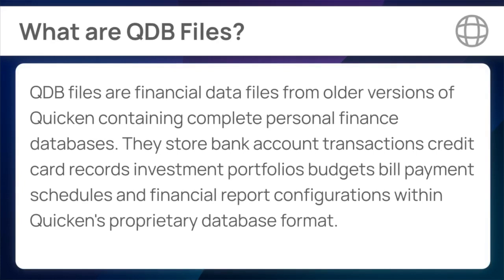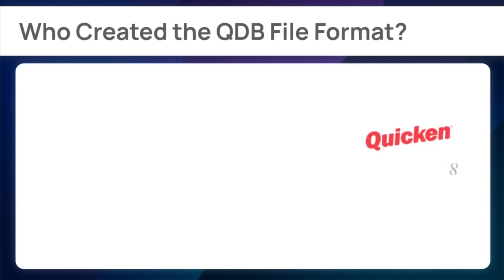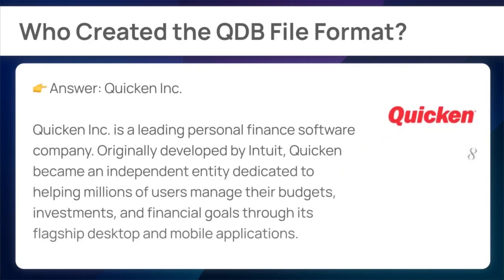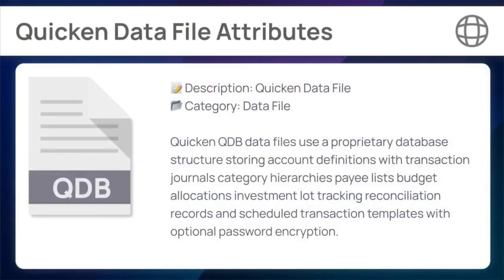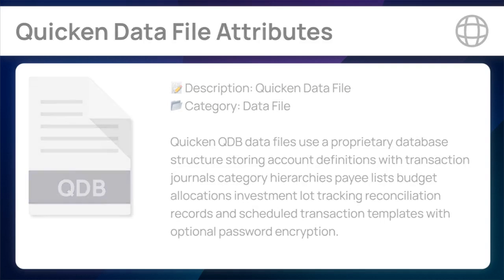They store bank account transactions, credit card records, investment portfolios, budgets, bill payment schedules, and financial report configurations within Quicken's proprietary database format. Quicken QDB data files use a proprietary database structure storing account definitions with transaction journals, category hierarchies, payee lists, budget allocations, investment lot tracking, reconciliation records, and scheduled transaction templates with optional password encryption.